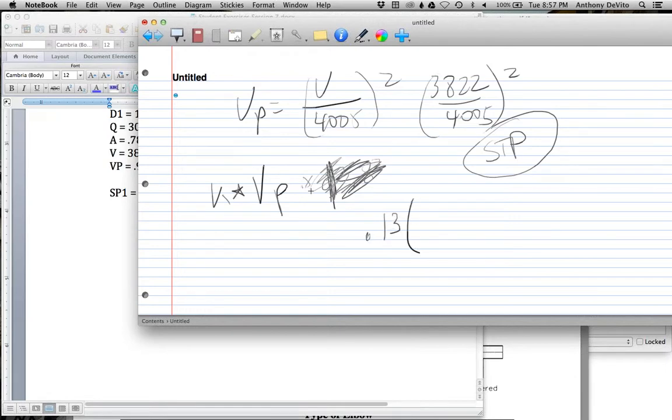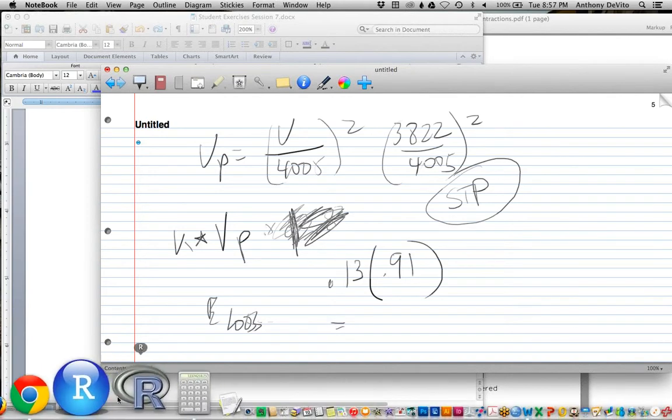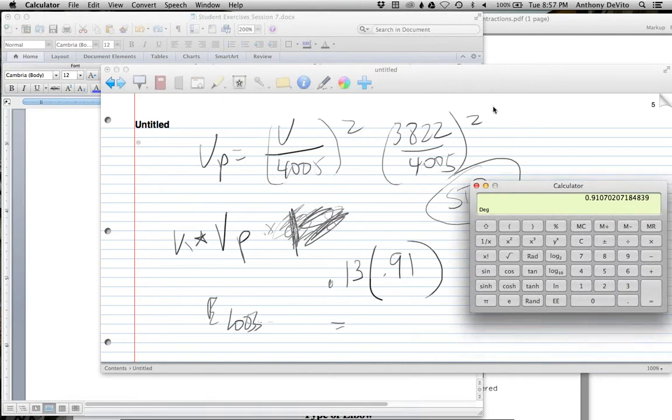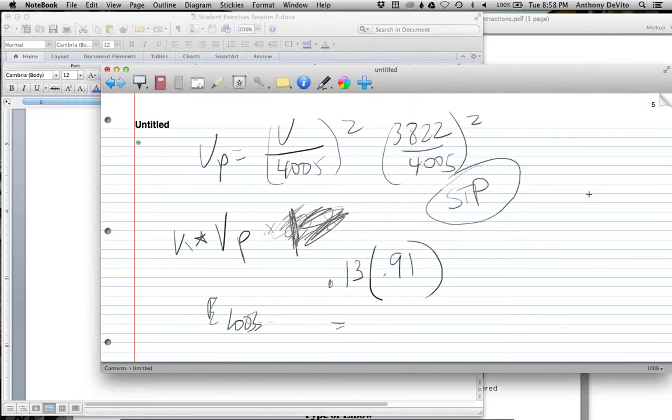times the velocity pressure, which was 0.91. So what is our loss due to the elbow? What does that equal? 0.13 times 0.91? I get, I'm going to call it 0.12. So our loss is 0.12 inches of water.